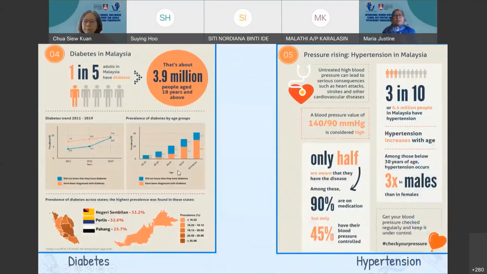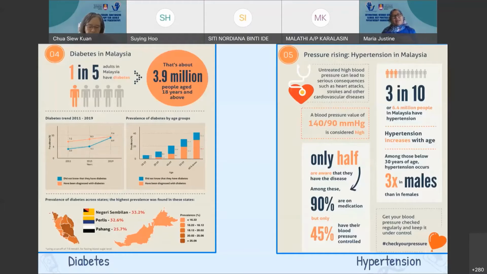Right. So we look at some statistics in Malaysia. 1 in 5 adults in Malaysia have diabetes. That represents about 3.9 million people. Now we have reached about 18.3% of the total Malaysian population suffering from diabetes. We haven't included those with pre-diabetes.